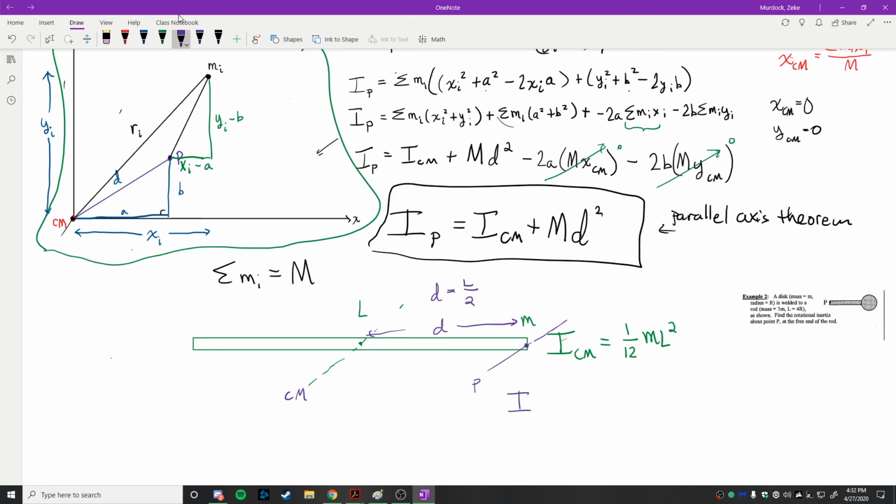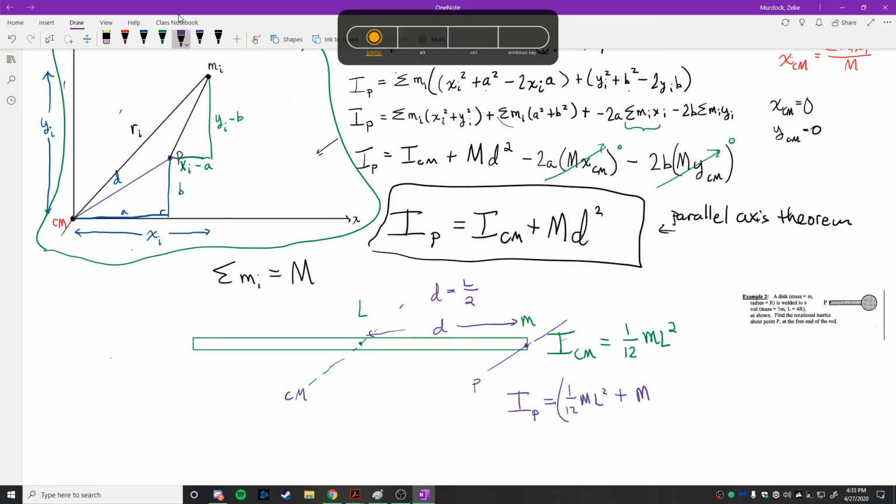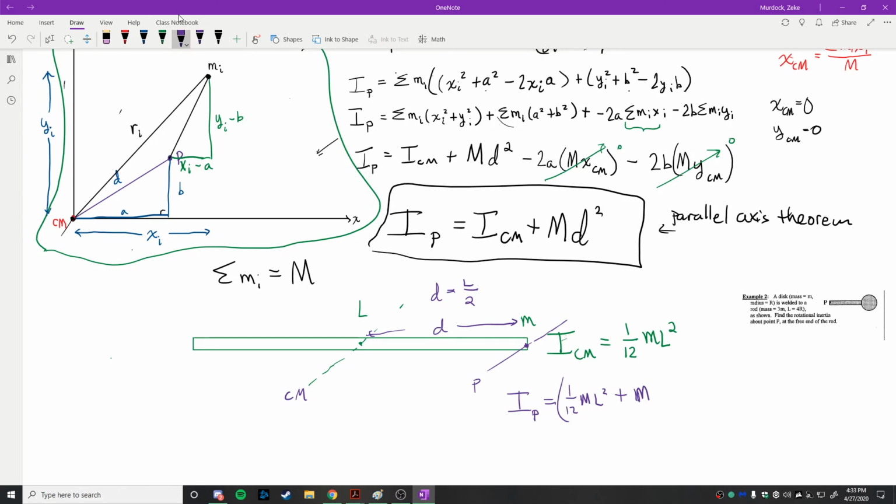So, the moment of inertia about point P, then, should be equal to the moment of inertia about the center of mass, that's 1/12 mL squared, plus m d squared, so mL squared plus m times d, which is L over 2, squared. And if you add this up, what you're going to end up getting is mL squared multiplied by 1/12 plus a quarter. And you're going to end up getting 1/3 mL squared, which is also something we derived earlier, right? That's just an example of how the parallel axis theorem can actually work.